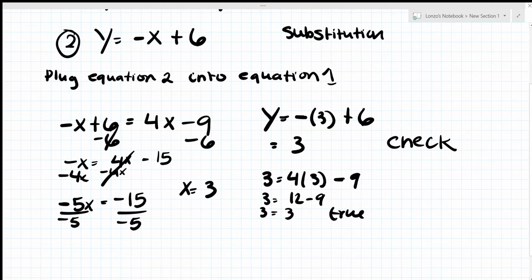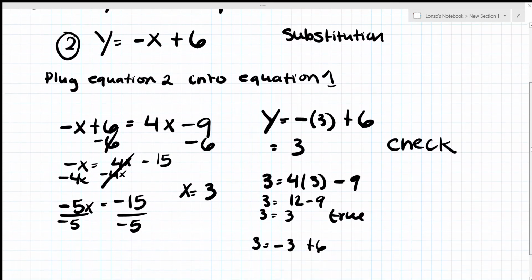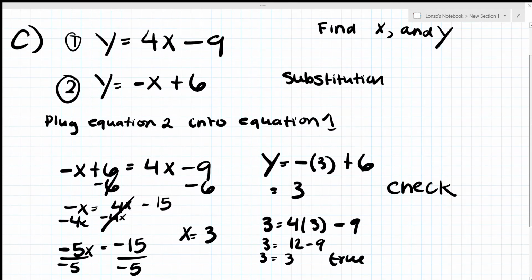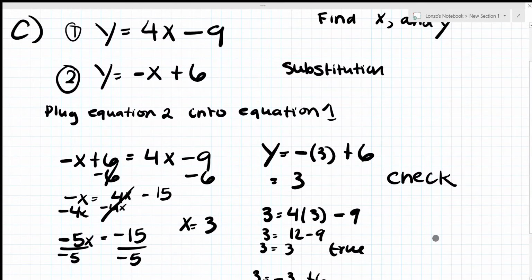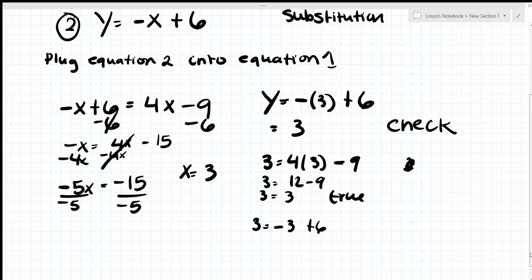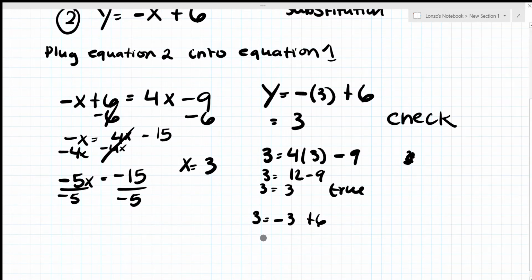Let's do equation 2. So I'm going to plug in my x and y value. So y is what? 3. Negative, and then our x is positive 3, so it's negative 3 plus 6. Oops, we already did that part. Let's plug it into equation 1. Oh wait, no, we already did. Yeah, sorry. Put this in equation 2. So 6 minus 3 is 3, and then this is 3, so this is true.